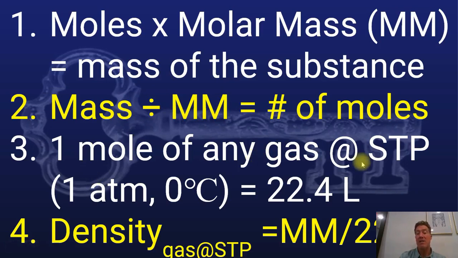A mole of any gas at standard temperature and pressure, that's 1 atmosphere and 0 degrees Celsius, is 22.4 liters, no matter what the weight of the gas is. The volume will be the same. Now the density will change, because the density is the molar mass divided by the volume. The molar mass of a heavier gas will be higher, and therefore the density, the weight per volume, will be higher. But all gases of whatever weight at standard temperature and pressure take up the same volume for a mole, 22.4 liters.